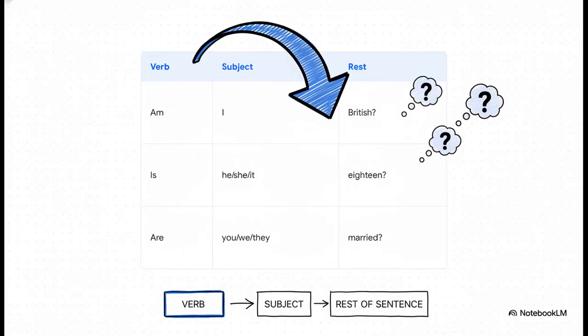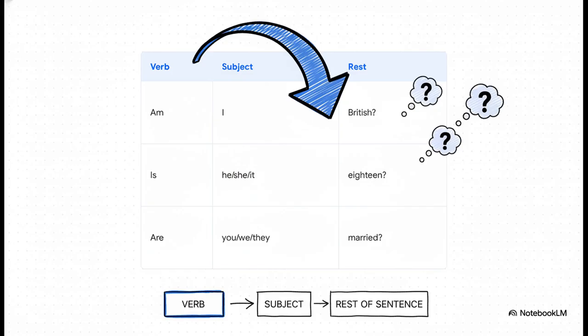Moving right along to section 2, question structure. Now that we've seen these questions in action, let's kind of pop the hood and look at the engine. We need to see exactly how these sentences are built. The magic trick is right here. In English, to turn a standard statement into a question using the verb to be, the verb has to physically jump to the absolute front of the sentence.